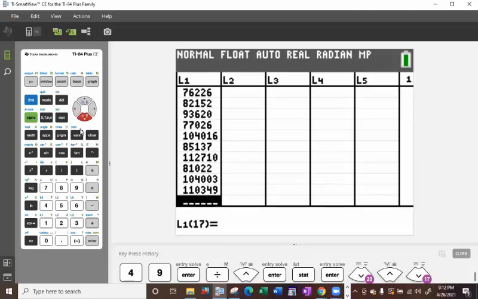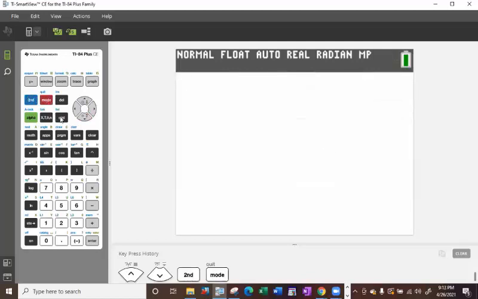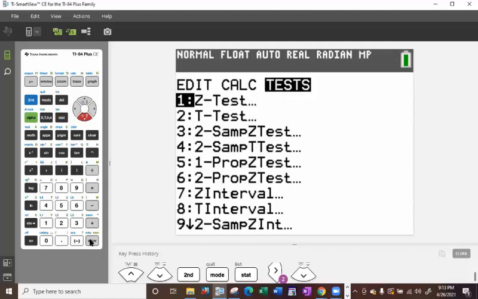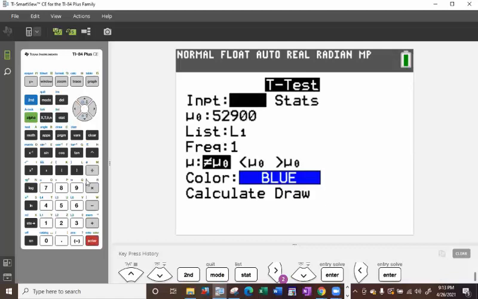Make sure there's nothing there. Let me clear. Okay, I think whatever symbol I had there is gone. Gotta make sure it doesn't think anything's there. All right, so I'm gonna quit. Stat, test, t-test, data, it's an L1. Let me check that again.